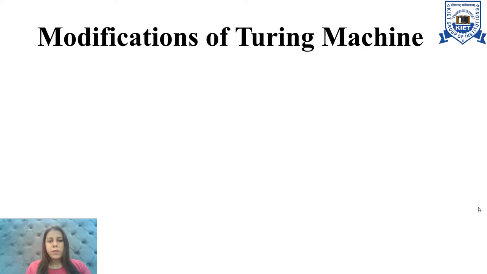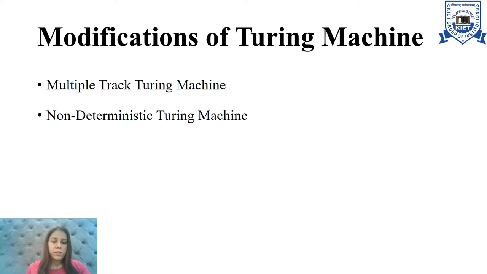Hello. In this video, we are going to discuss the modifications of Turing machine. So broadly, we have two variants of Turing machine. The very first is multiple track Turing machine. Another one is non-deterministic Turing machine.